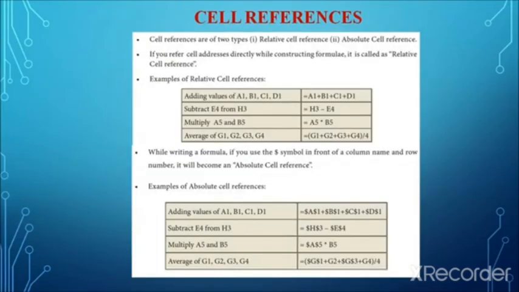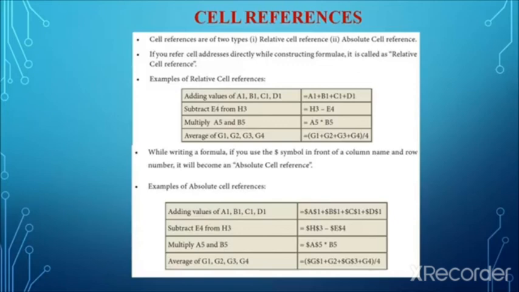And next one is cell reference. We are talking about the term cell reference while constructing the formula, because only cell references are used in the formula. There are two types of cell reference available: one is a relative cell reference and the next is an absolute cell reference. The relative cell reference means the cell address is directly given in the formula. So here you see the example: A1 plus B1 plus C1 plus D1, with the cell addresses given directly.